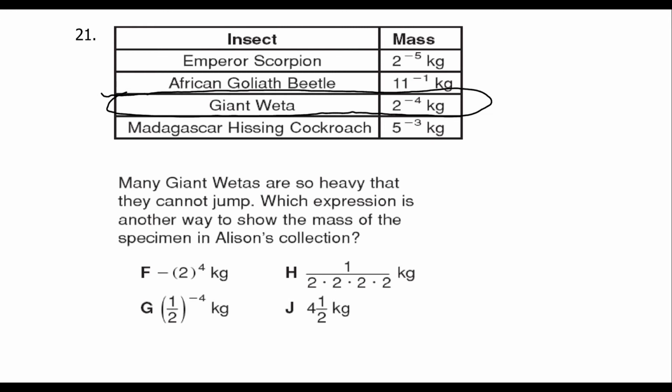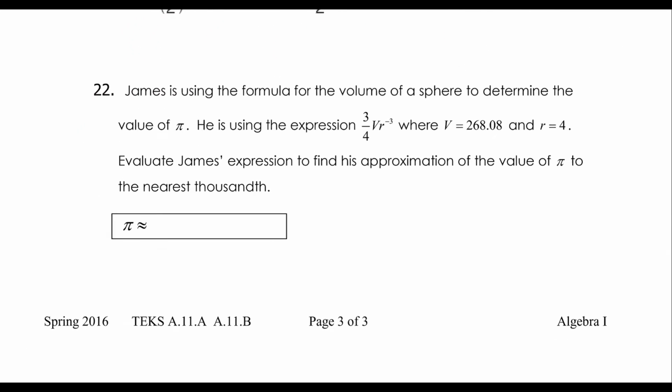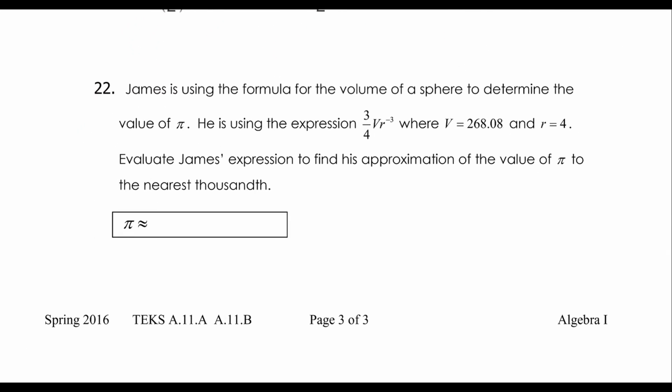Okay, so if you remember, the negative 4 exponent means that we're going to have 1 over 2 to the 4th. That's the same thing as saying 1 over 2 times 2 times 2 times 2. Okay, now, kilograms. So the only one that winds up looking like that is H. And that is just about it. We got one more question.